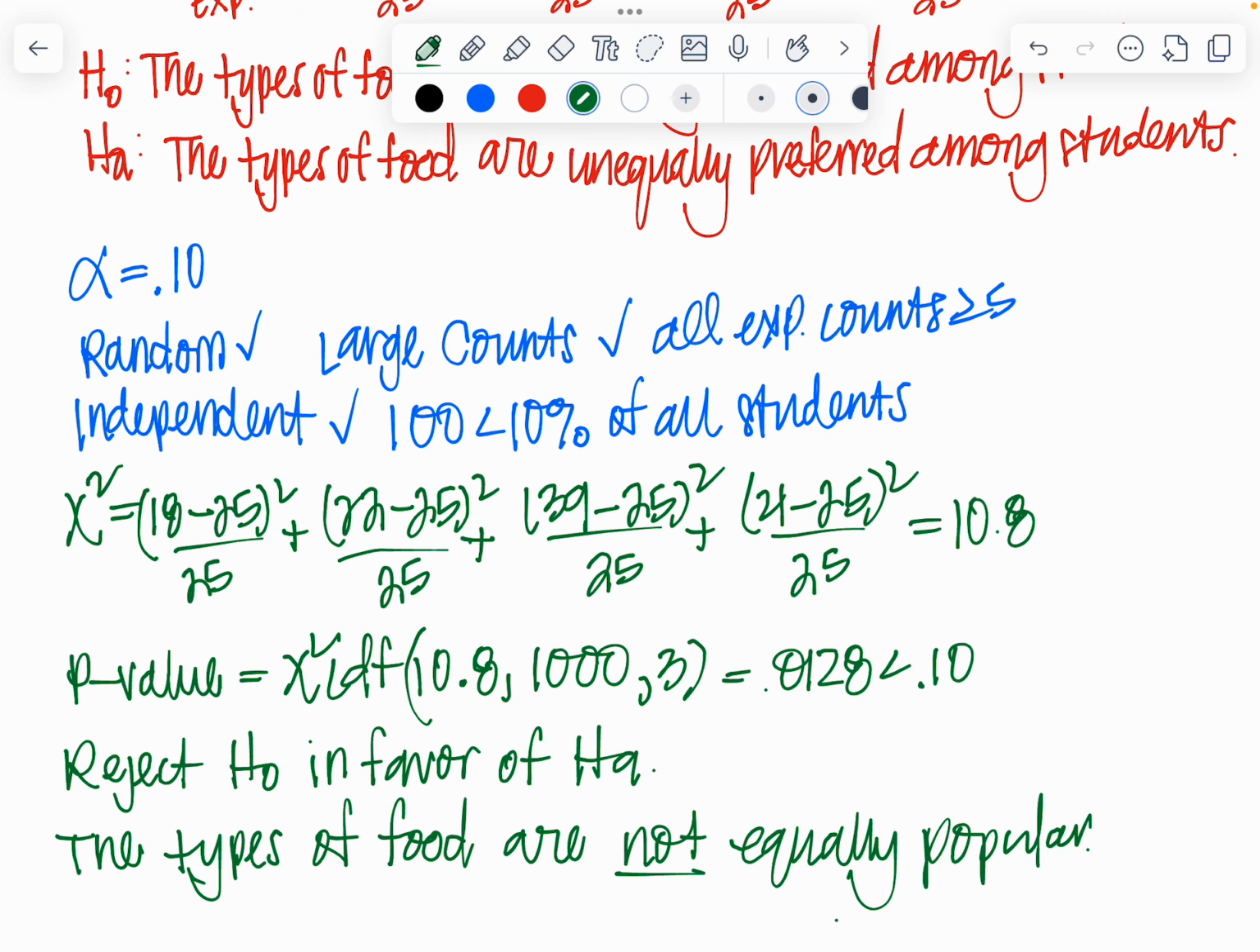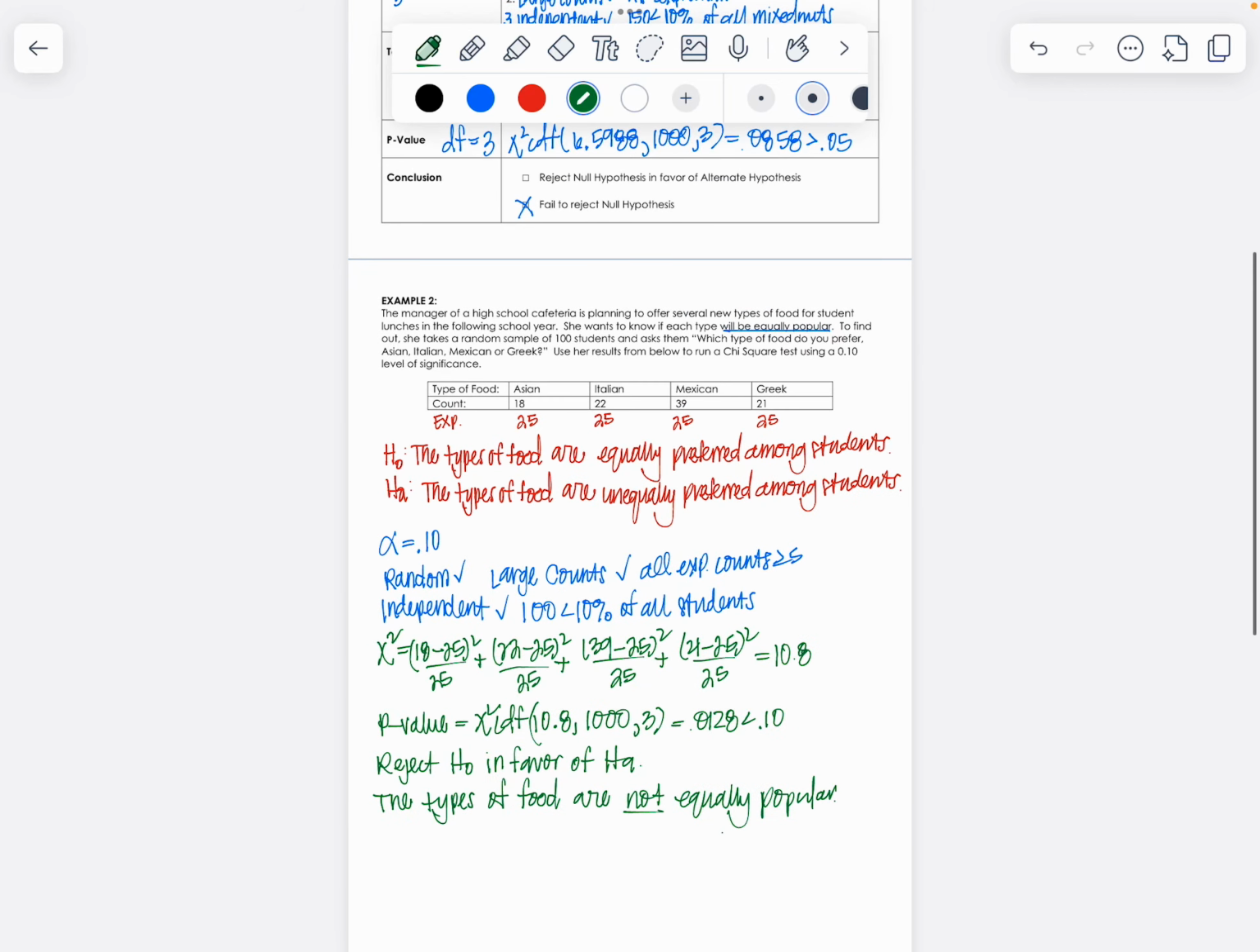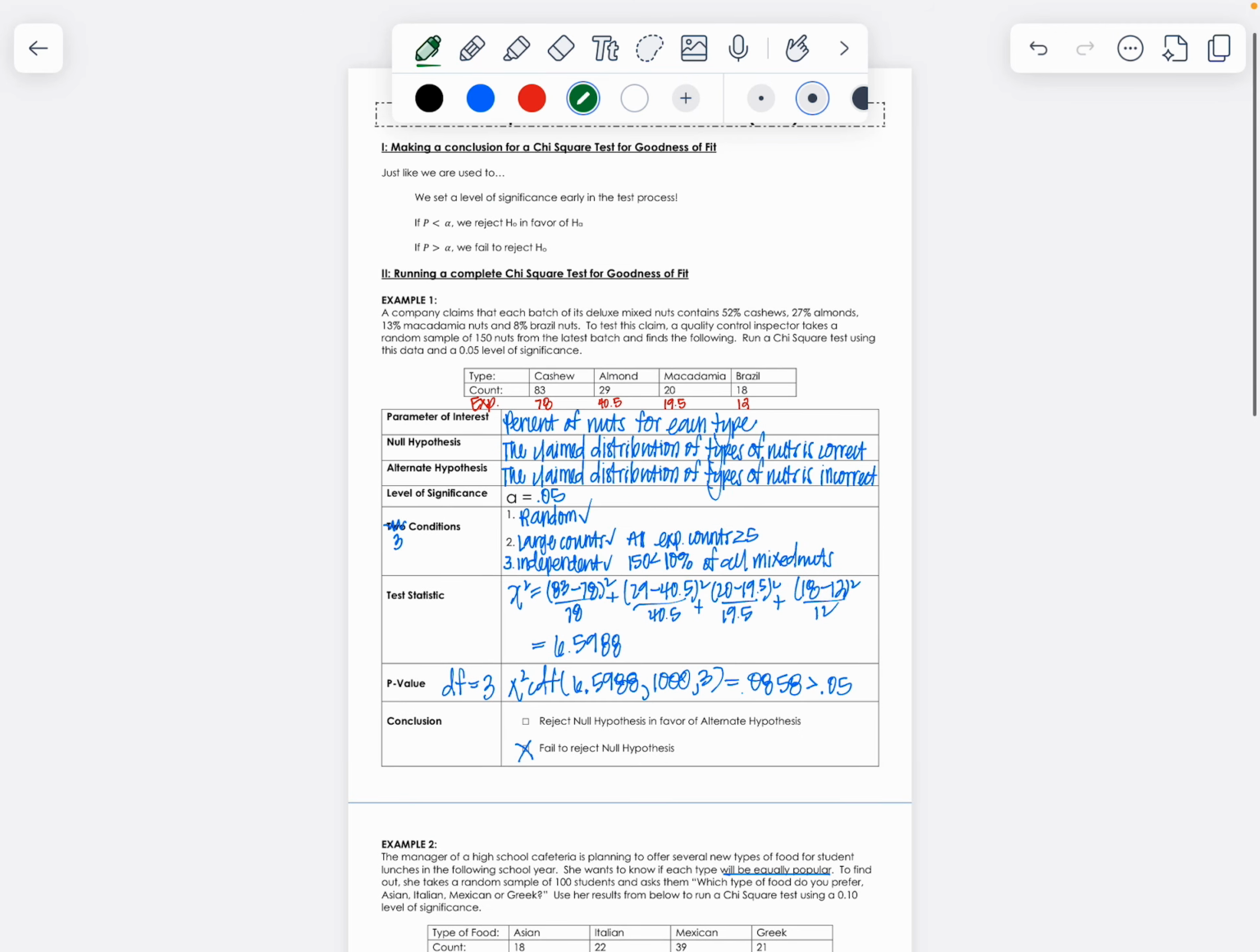Okay. Alrighty, so there we've got our 2 examples. One where we were checking to see if the categories are equally distributed, and one where we were checking to see if the categories are represented correctly based on the claimed percentages given to us. All right, see what you can do on the practice. And then I think you're getting ready for a quiz. So I hope you do well.